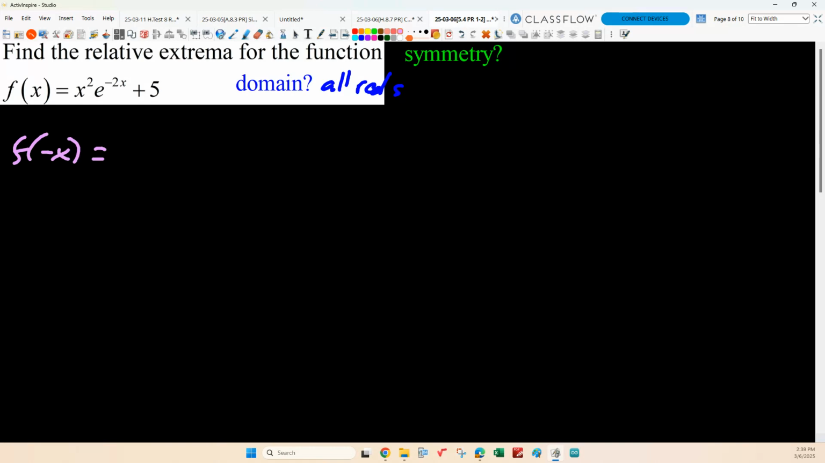What is f of negative x? Well, the first part's still just going to be x squared, the first factor, right? But I'm going to get e to the positive 2x now, aren't I? So it's neither then, right? Because if f of negative x equaled the original function f of x, it would have been even symmetry. If it equaled the opposite of the original function, which would have been negative x squared e to the negative 2x minus 5, then it would have been odd symmetry. But it's neither one of those. So there's no symmetry.